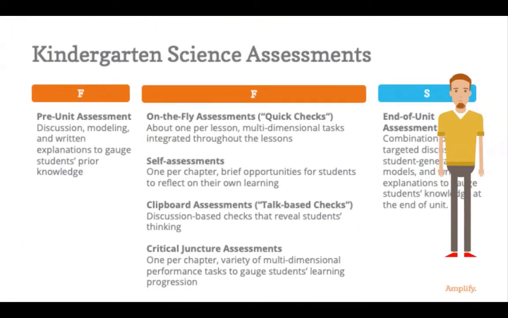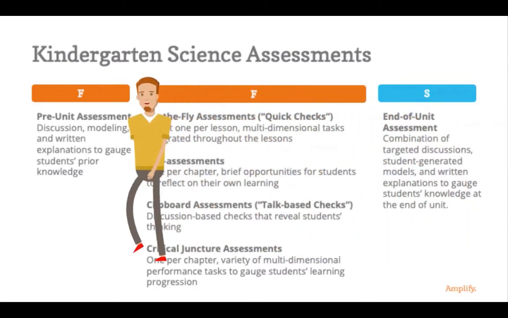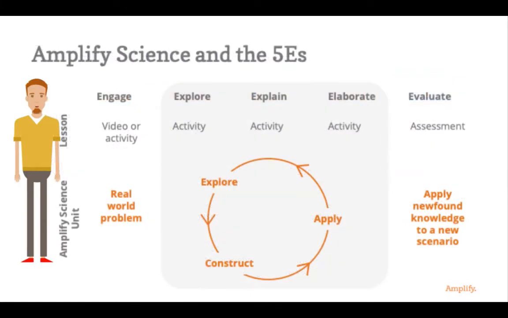Speaking of assessments, Amplify provides a range of formative assessment types, from pre-unit, chapter critical junctures, and on-the-fly quick checks. A great tool for kindergarten teachers is the Clipboard Assessment Tool, which is a talk-based check for the little ones who are still learning to write but can verbally demonstrate their understanding. Each unit ends in a performance task and a summative assessment. All these resources make teaching in a 5E fashion super easy.